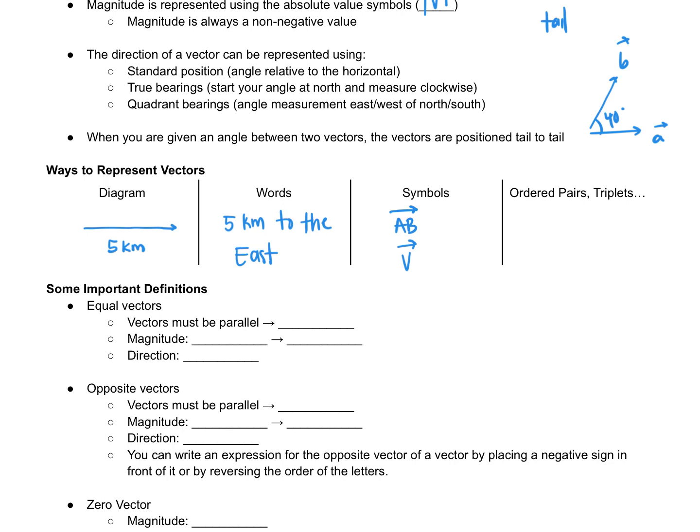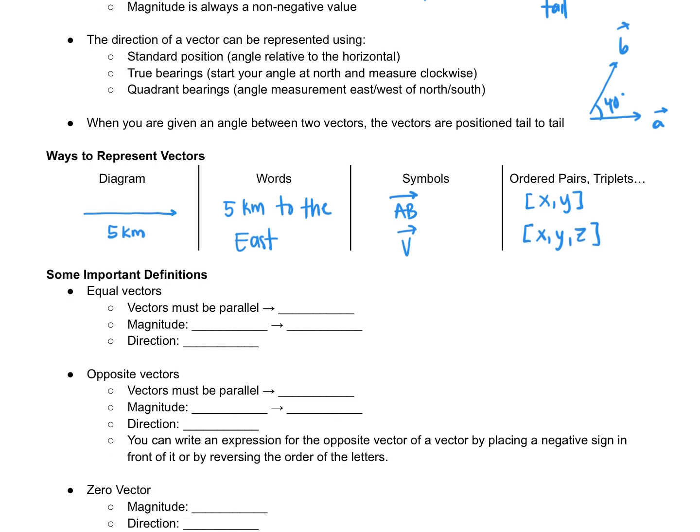And finally, you can represent vectors as ordered pairs. For example, if you are in 2D, you can represent a vector with an X and Y. If you are in 3D, X, Y, Z. This notation is specific for algebraic vectors, which will come later on.